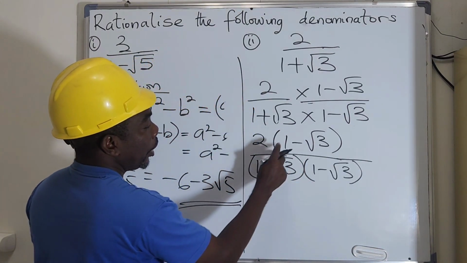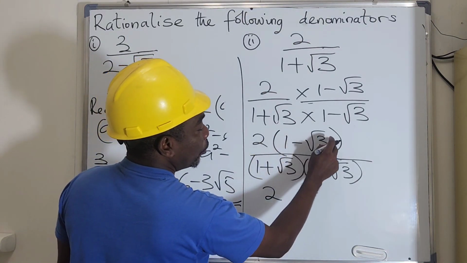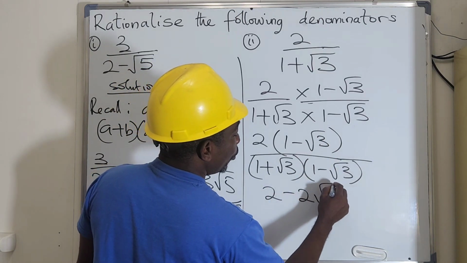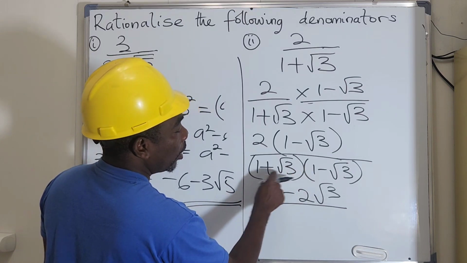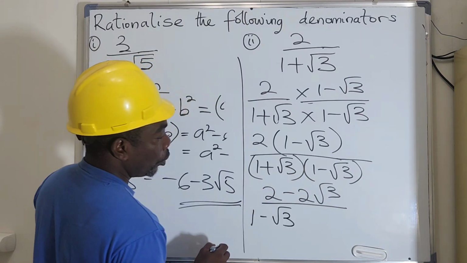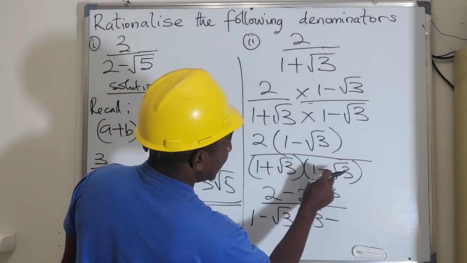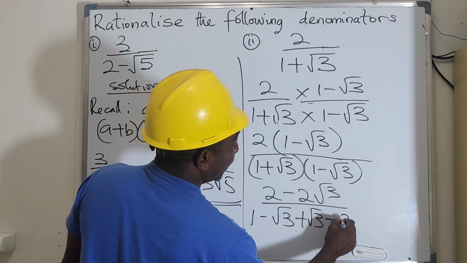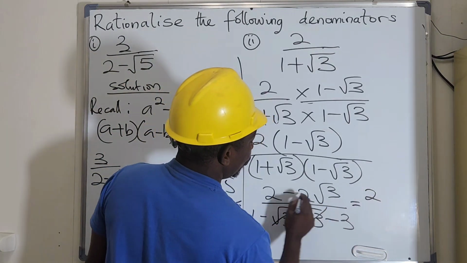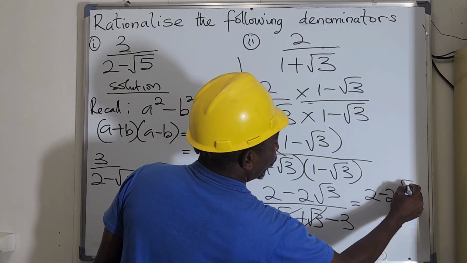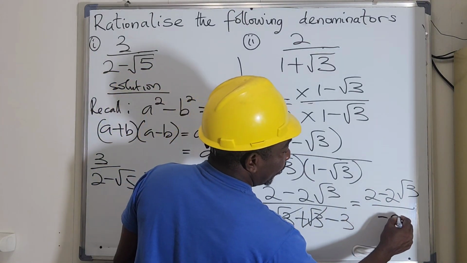So here, when we expand this, 2 times 1 gives us 2. 2 times minus root 3 will give us minus 2 root 3. Then all over, we have 1 times 1 will give us 1. Then 1 times minus root 3 will give us minus root 3. Then root 3 times 1 will give us plus root 3. Root 3 times minus root 3 will give us minus 3. So this one will cancel here, and we are now left with 2 minus 2 root 3 all over 1 minus 3 will give us minus 2.